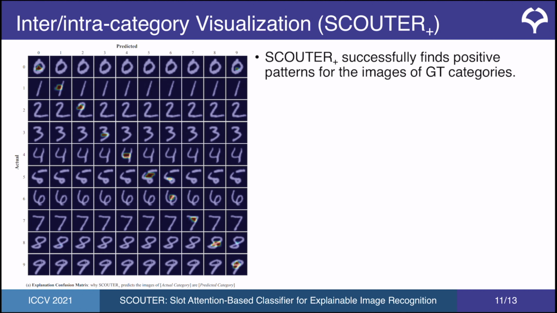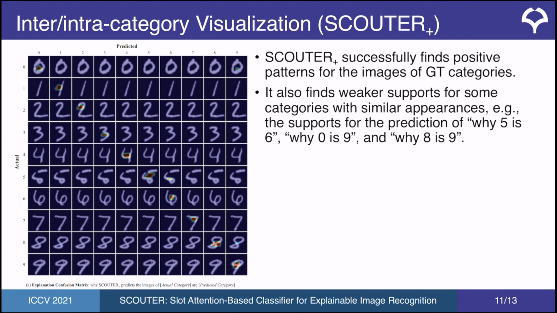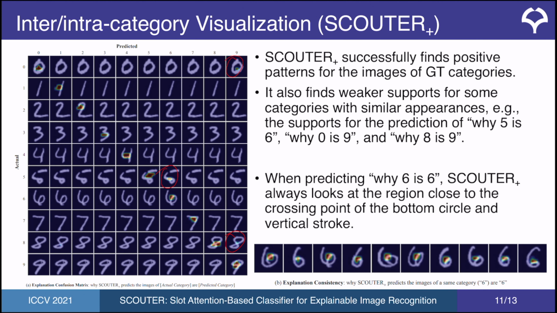In the intercategory visualization results, positive SLOTR successfully finds positive patterns for the images of ground truth categories. It also finds weighted supports for some categories with similar appearances, such as Y5 is 6, Y0 is 9, and Y8 is 9. While in the intra-category visualization, when predicting Y6 is 6, positive SLOTR always looks at the region close to the crossing point of the bottom circle and the vertical stroke, which shows high consistency.